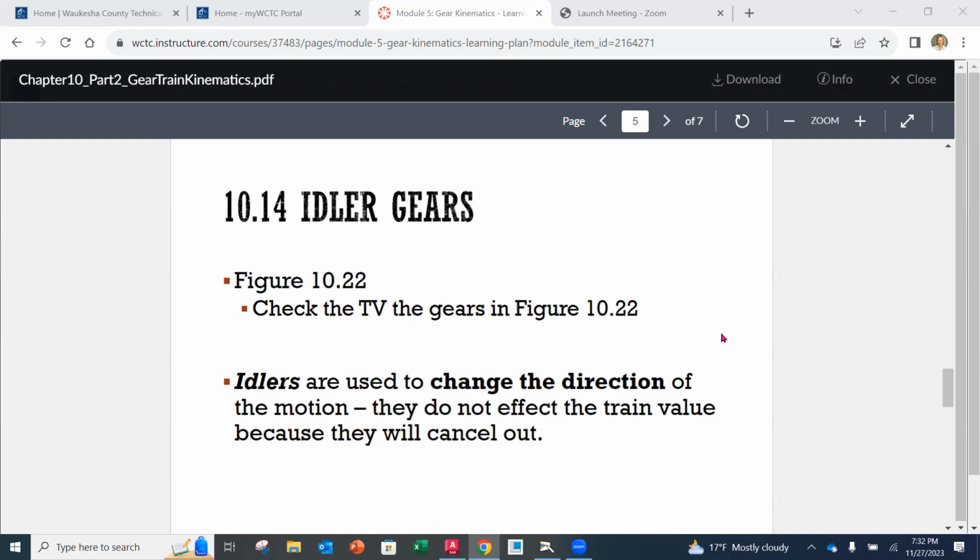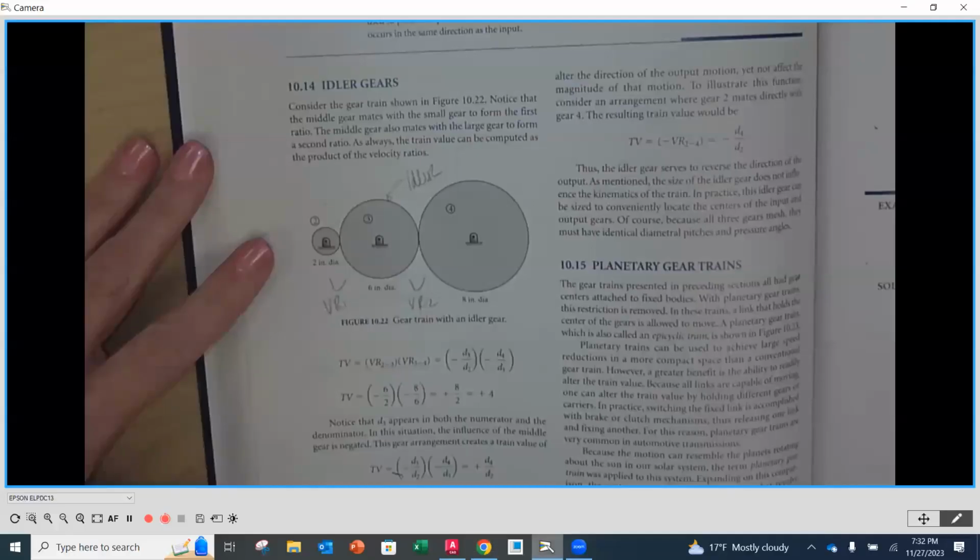So let's look at figure 10-22, on page 290. Underneath here.